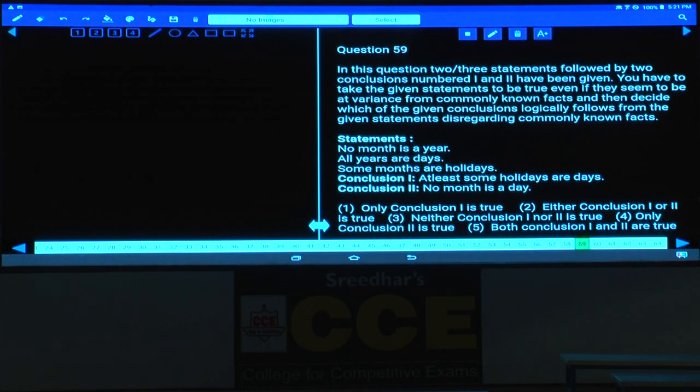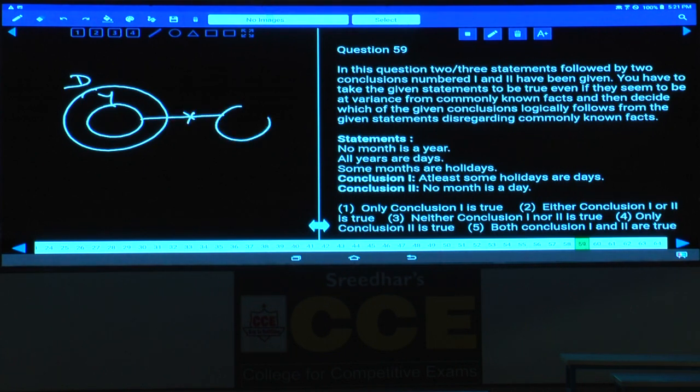No month is a year. All years are days. And some months are holidays. No month is a year, no intersection between month and year. And all years are days. Some months are holidays.